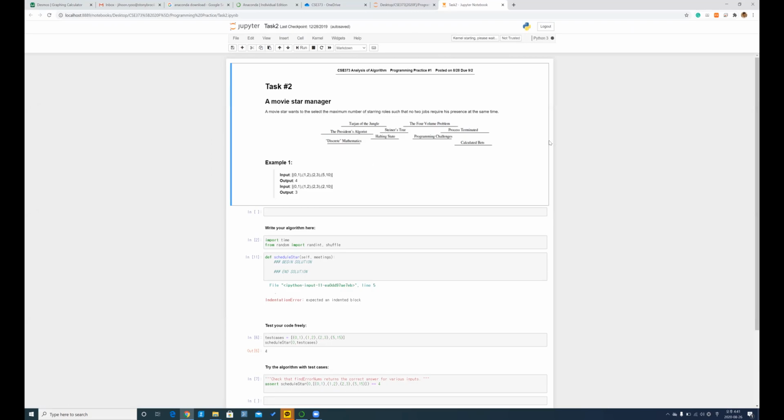So problem 2 is what we solved: a movie star manager. A movie star wants to select the maximum number of starring roles such that no 2 jobs require his presence at the same time.